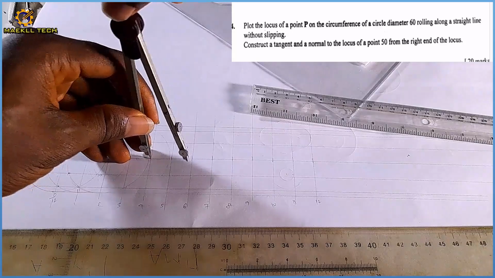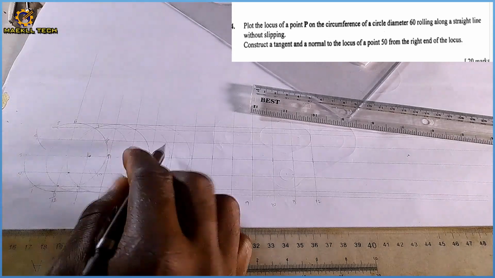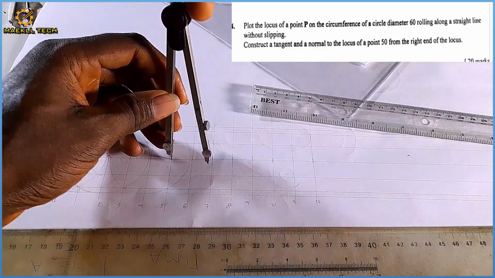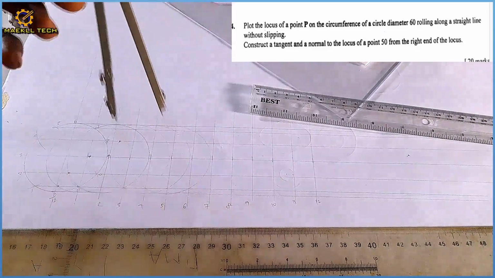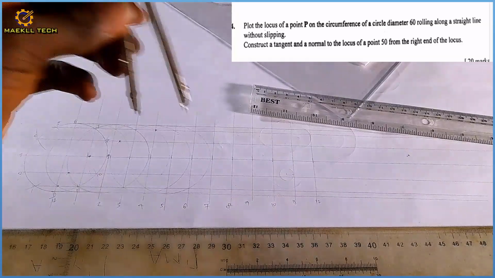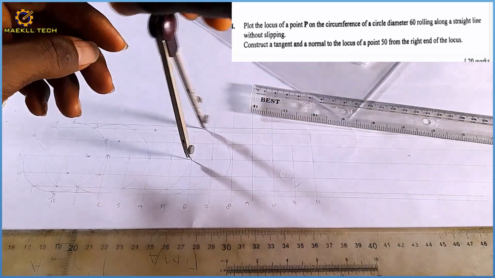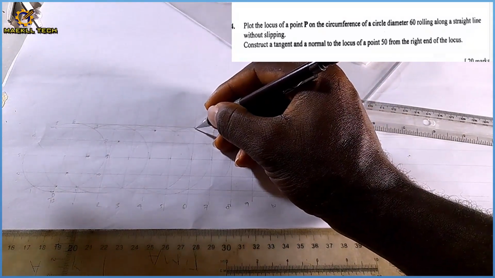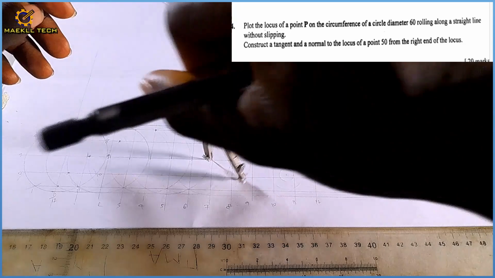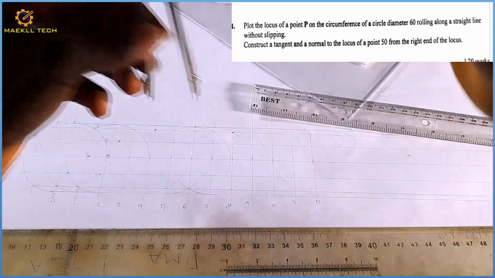Coming to mark 4 with my radius 30, I draw. Where my circle intersects with the horizontal line for 4, I took note also. Coming to mark 5, I draw. Where my circle intersects with the horizontal line for 5, which is here, I took note. So the peak, which is mark 6, obviously is going to be at the top here. Coming to mark 7, now drawing faintly 5, 7 on the same plane, where it intersects, I pick.